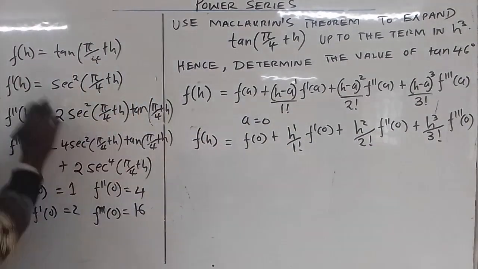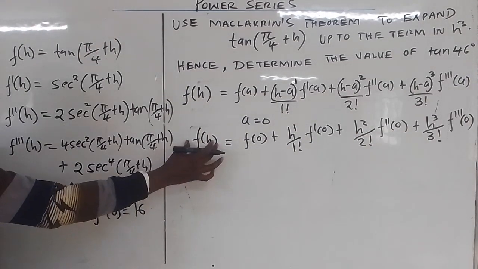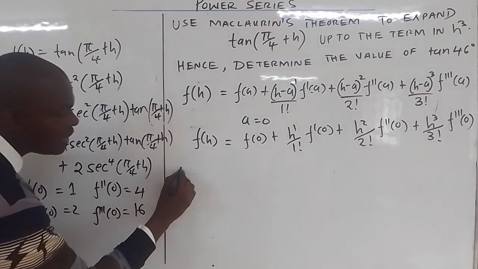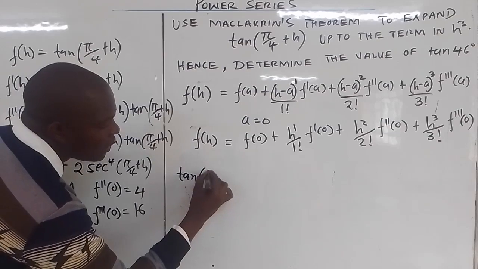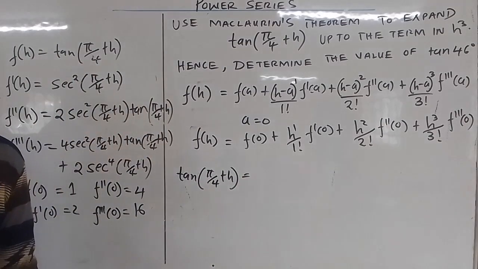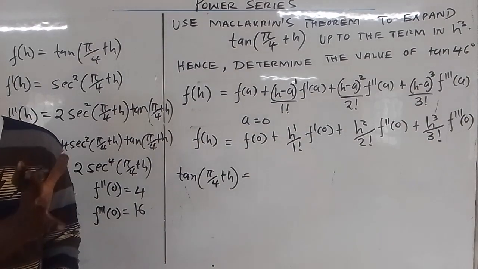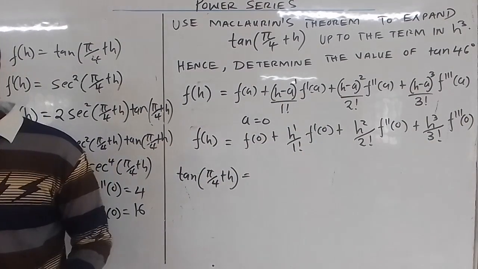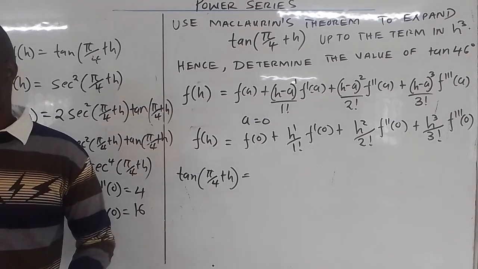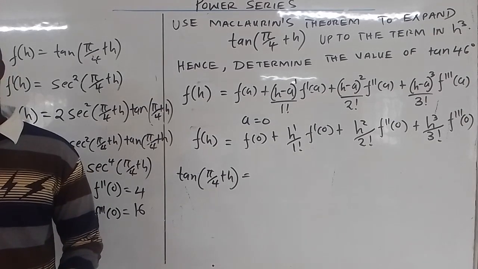F of h, what was f of h? Where there is f of h, put the value of f of h. What was f of h? Tan pi over 4 plus h. So this question was said to confuse those who did not understand the concept in Maclaurin and Taylor, isn't it? But if you understand the concept in Maclaurin and Taylor, then you cannot have a problem with this, okay?